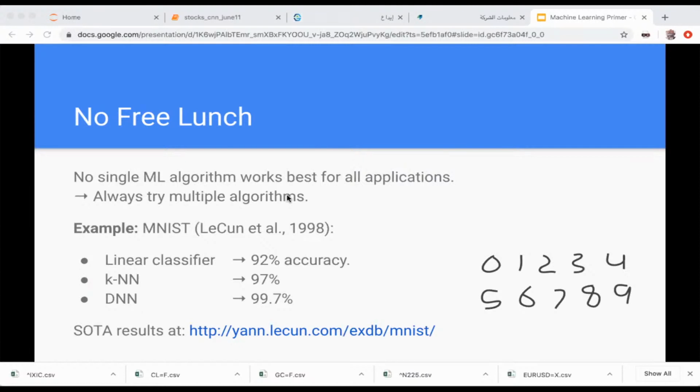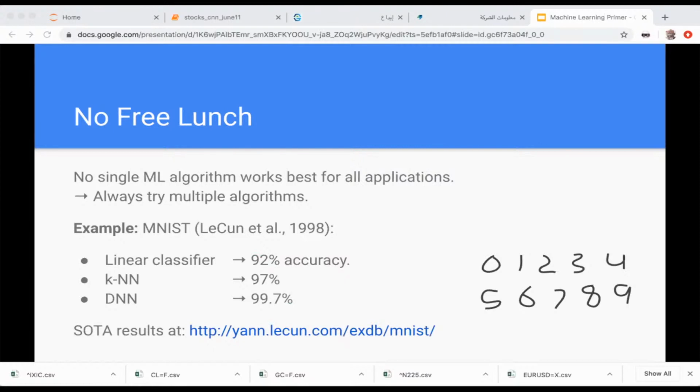Just to give you an example, take optical digit recognition, where the goal is to recognize handwritten digits, as shown here on the right. In this application, if you start with a linear classifier, you will get about 92% accuracy, which might be acceptable depending on the application. However, if you try nearest neighbor classifiers, which is another very simple algorithm, you would get 97% accuracy, which is a big jump compared to linear classifiers.